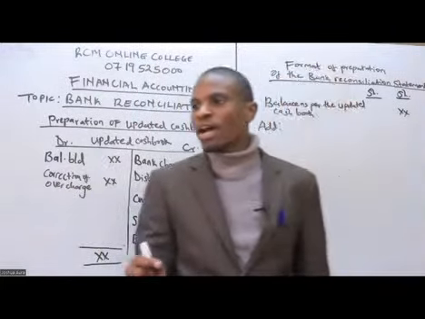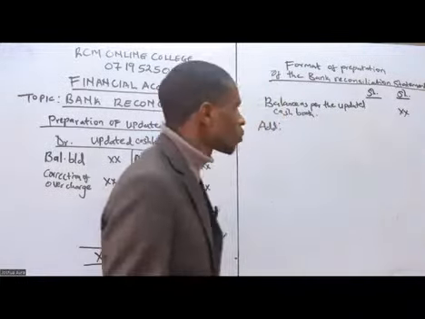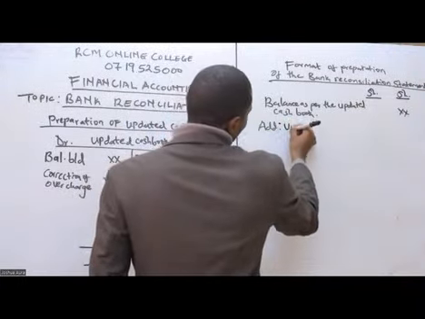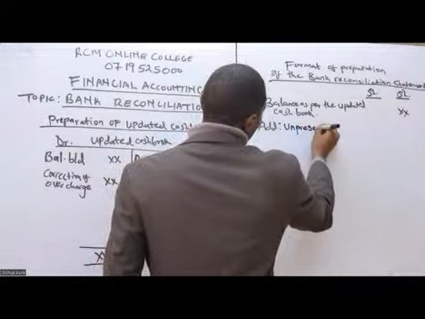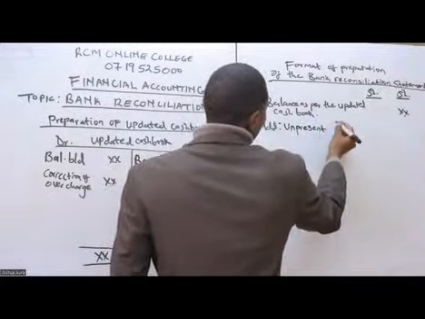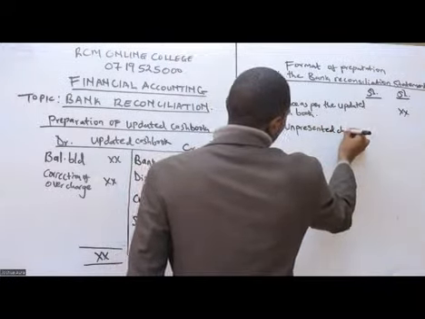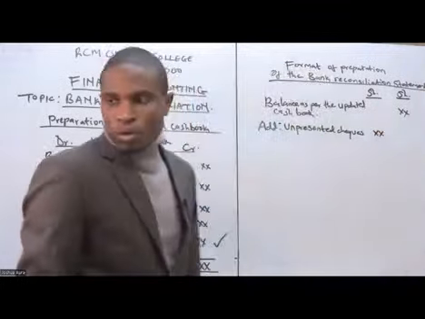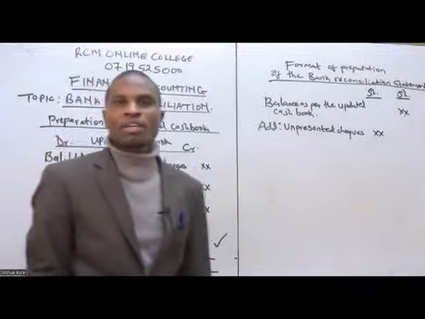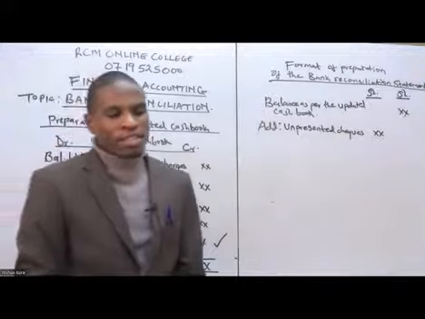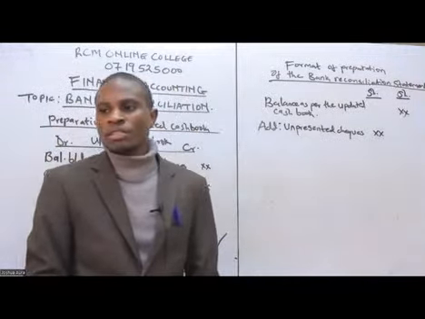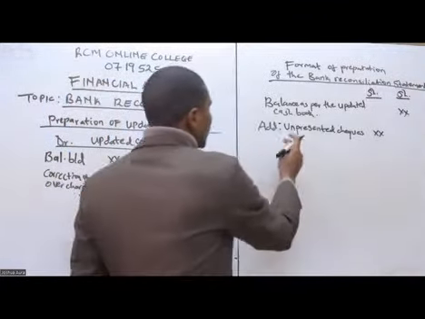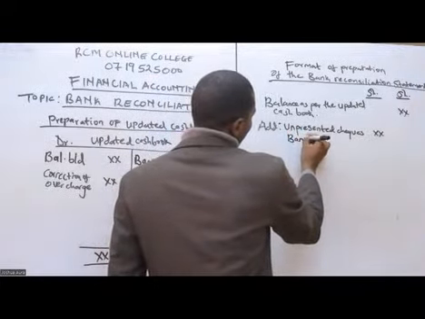Then you usually add unpresented checks. There are those checks that were not presented to the bank, but were there in the office, unpresented checks. Then we also add something to do with bank error. If there was any error that may lead to an increase in the bank balance, we add it here. So bank error.